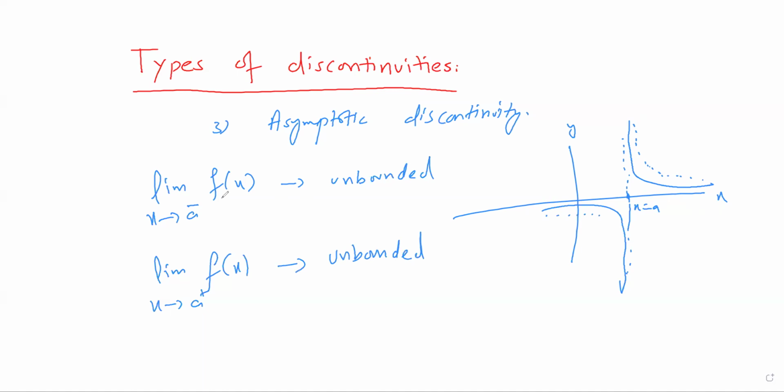So if the limiting values from the right-hand side and left-hand side are both unbounded, then we say that this type of discontinuity is called asymptotic discontinuity.